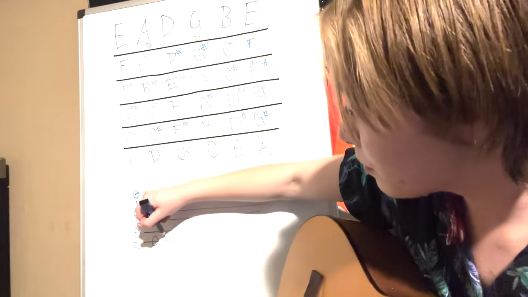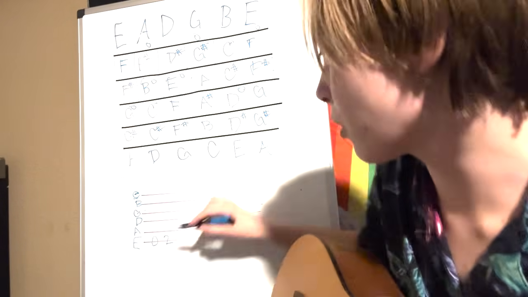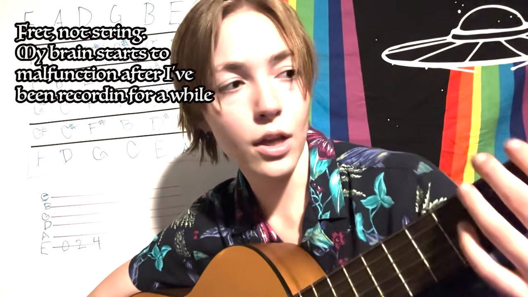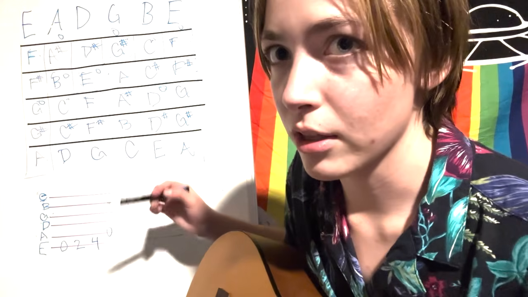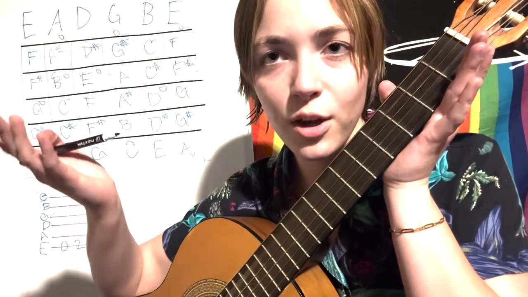If I put a 2, that means you play the second fret of E. If I put a 4, you play the 4th string. Here we go down the road. Now I'm gonna put a 0 on the A string. What do you think that means? We play the open A.